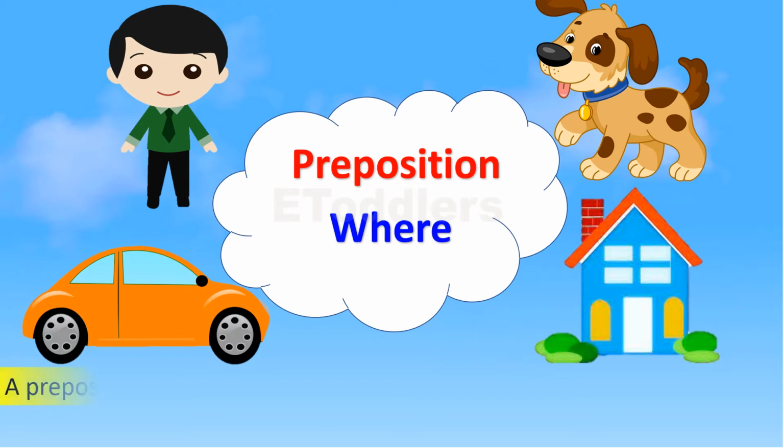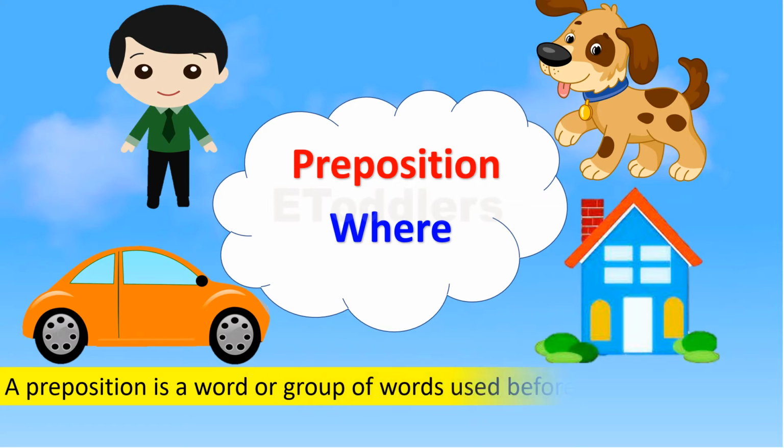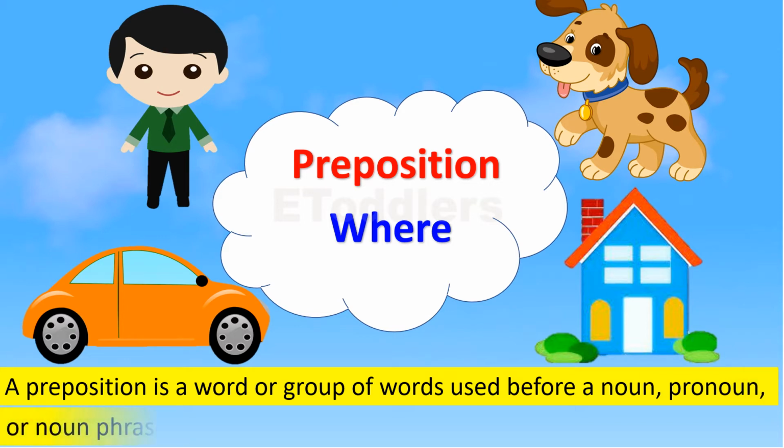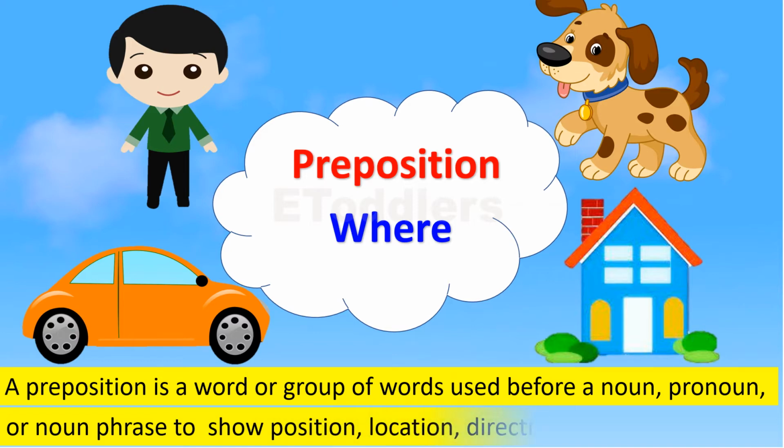A preposition is a word or group of words used before a noun, pronoun, or noun phrase to show position, location, direction, and time in English. Let us look at some usage of these position words.